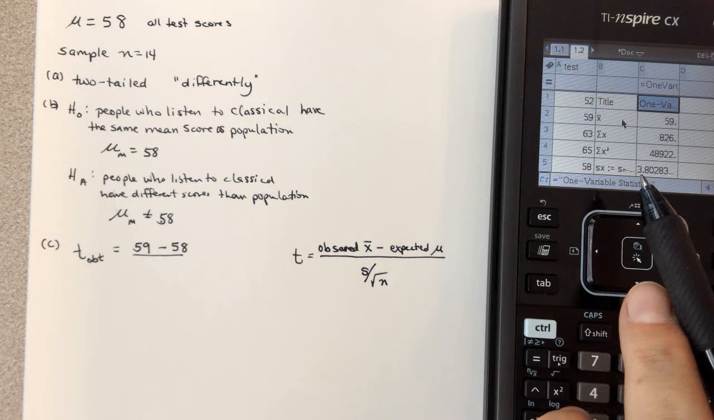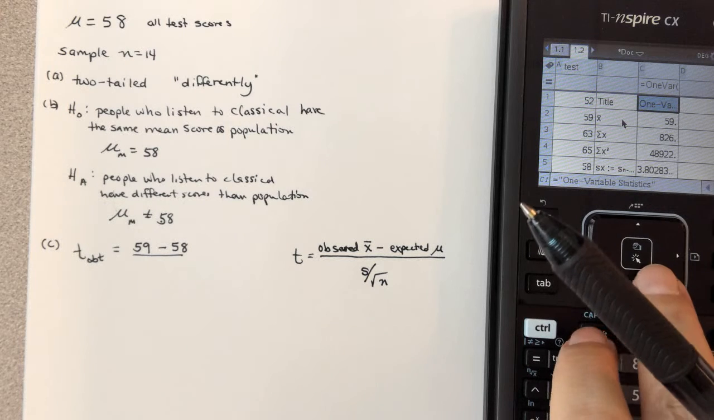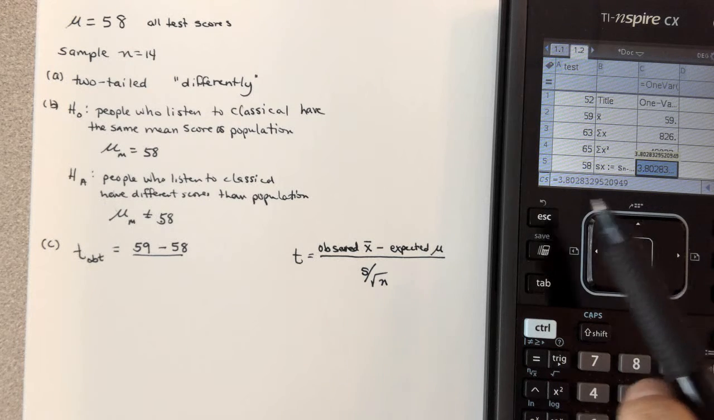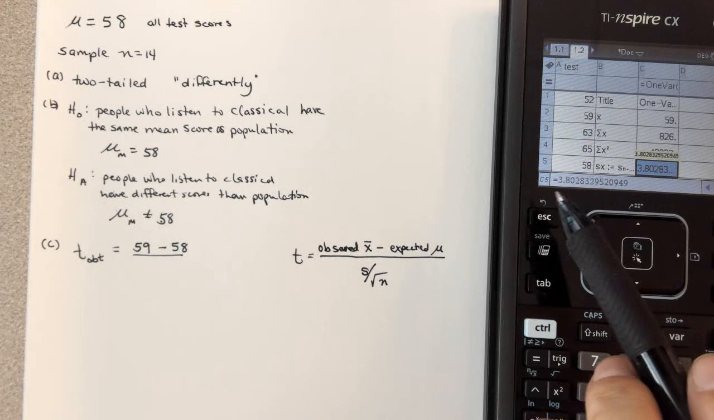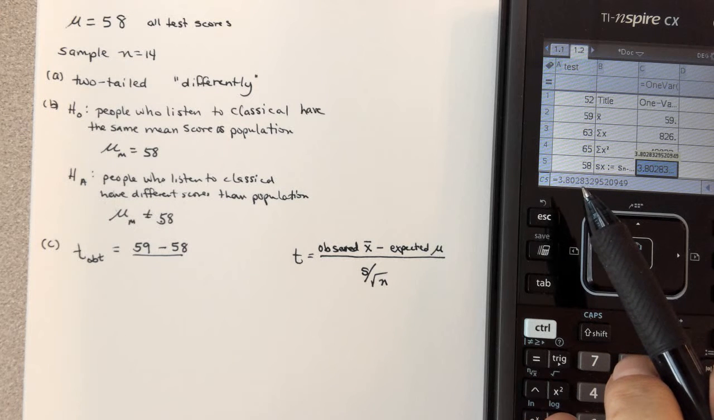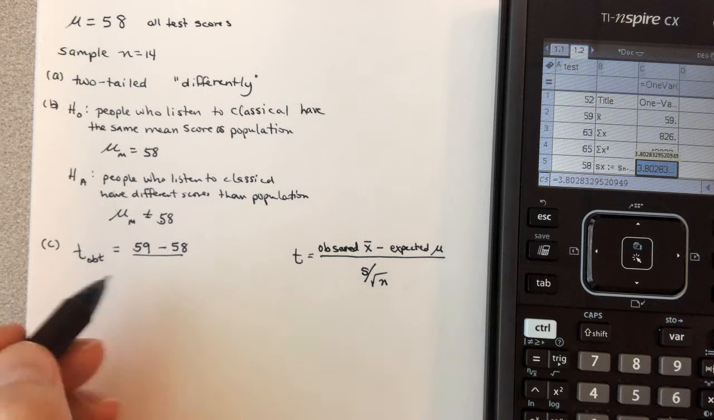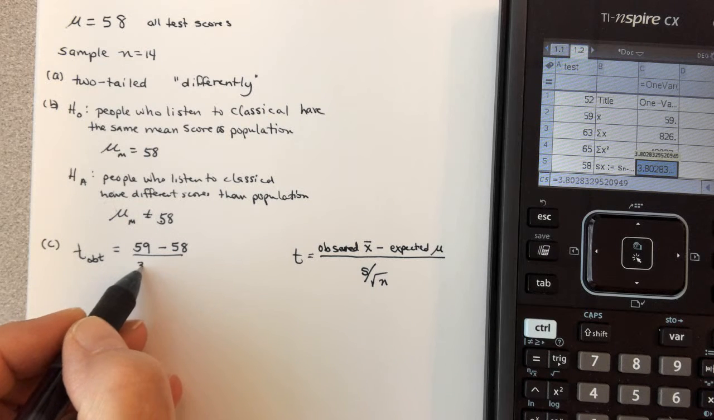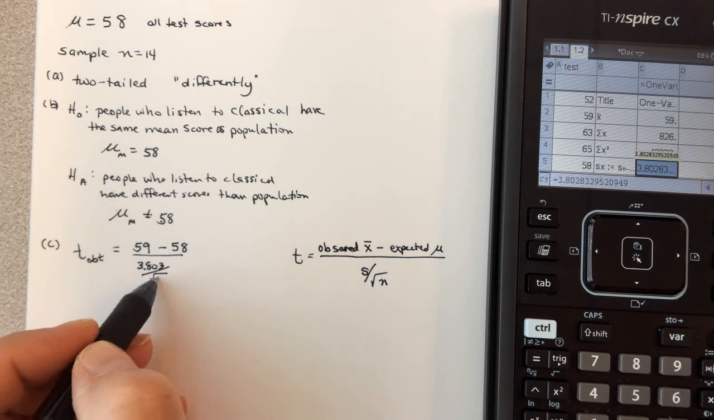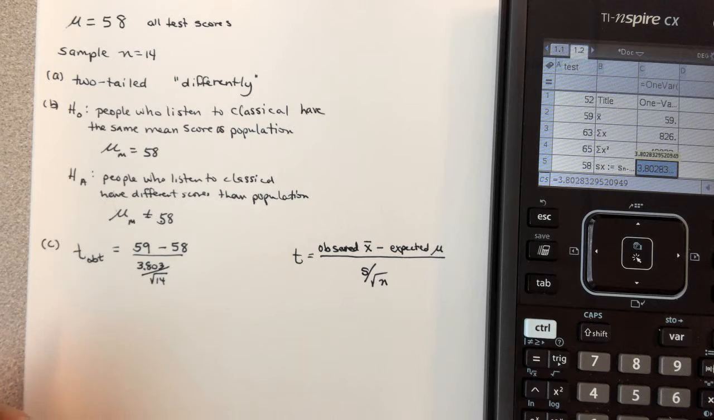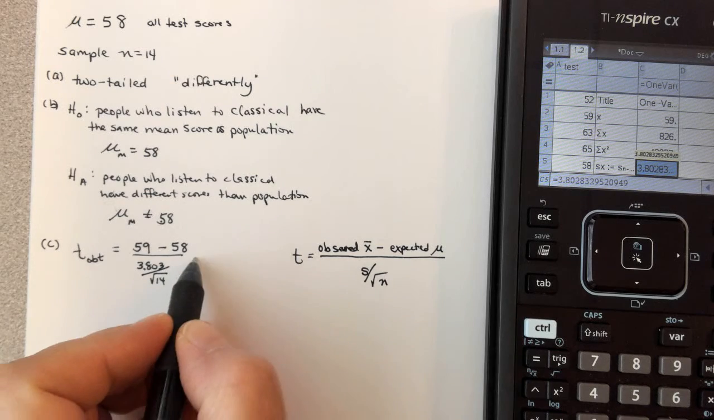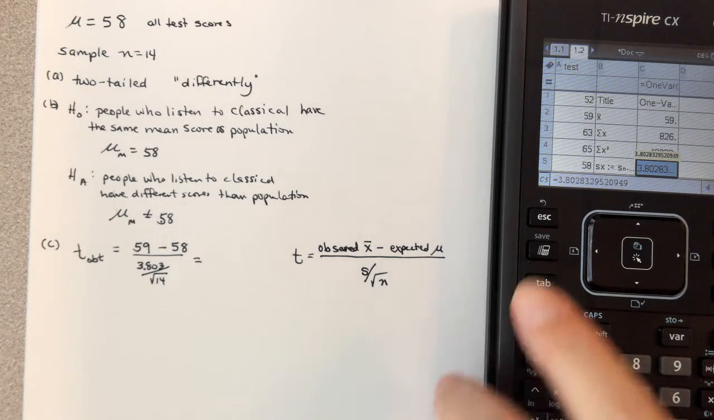It's right here. It's 3.8028 something. If you arrow down and hover over it, you get more detail on the bottom, but 3.80 and so on. Let's say this is 3.803-ish. We'll round to 3 decimal places. Divide by the square root of n, and the square root of n is square root of 14. So we need some formulas there. And then we have to crunch that.